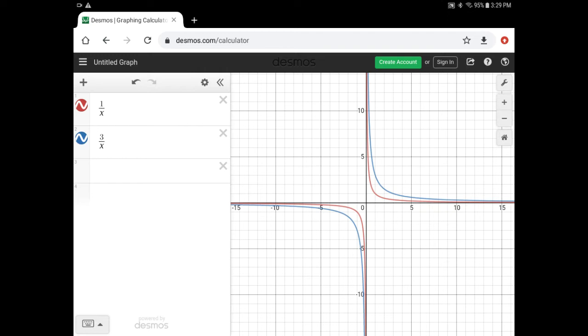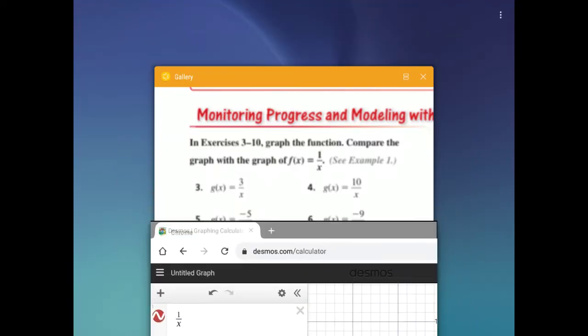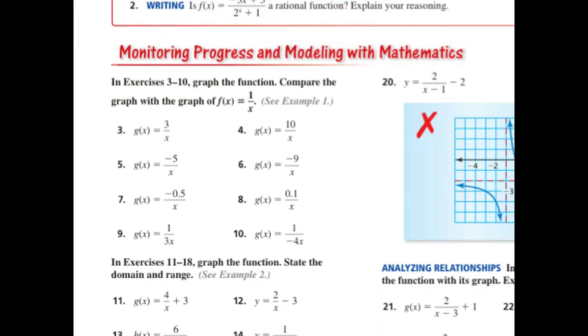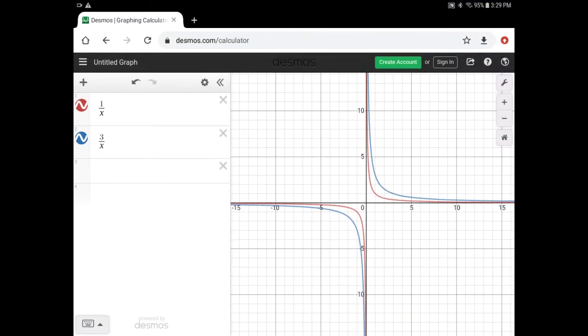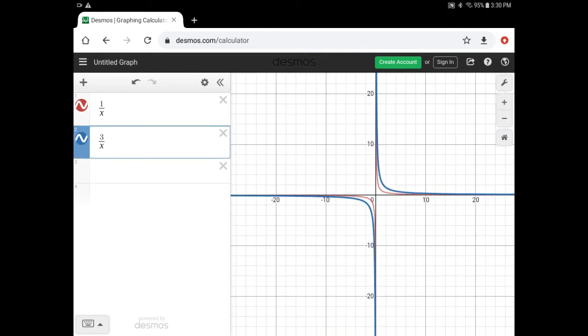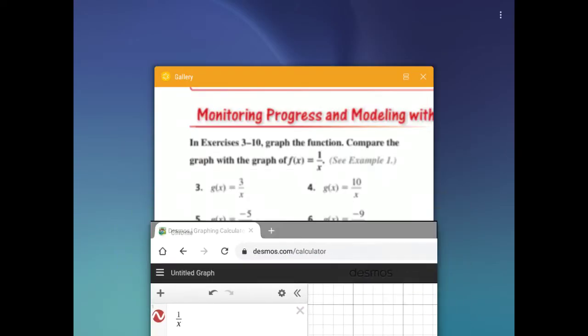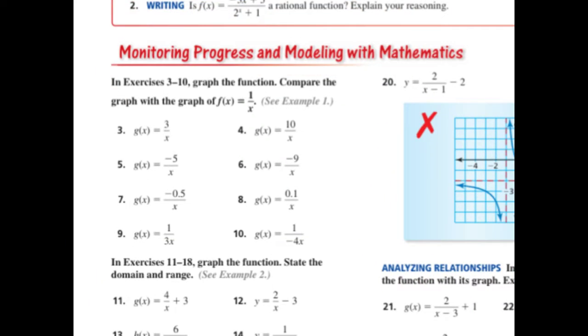So what did it want to do with that? Compare the graph. Okay, well, the vertical and horizontal asymptotes are the same. The blue one has some greater values near the origin here. Okay, so really that's all you have to do with this first section. So like, what's something that's a little bit different?